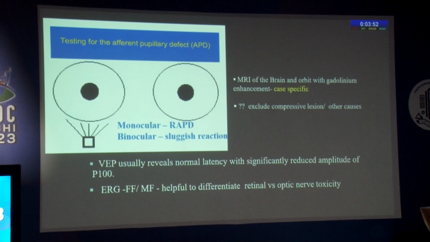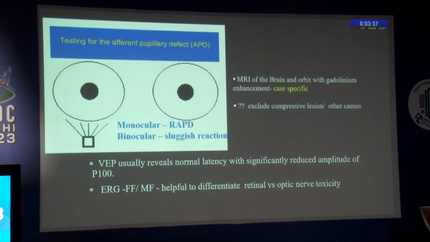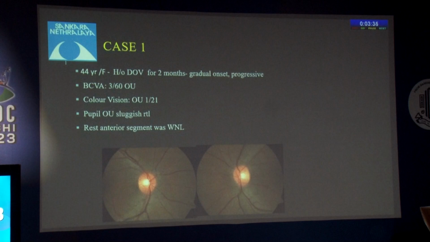VEP can have a normal latency at times in the early stages, but it has a grossly reduced amplitude. And ERG can be both full field as well as multifocal. Remember to use a multifocal ERG when you are suspecting a retinal toxicity versus an optic neuropathy in a central scotoma. So I'll be showing a few cases.